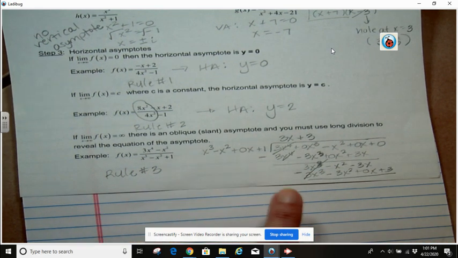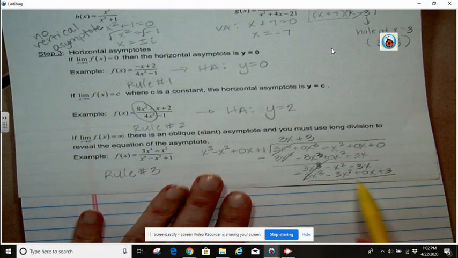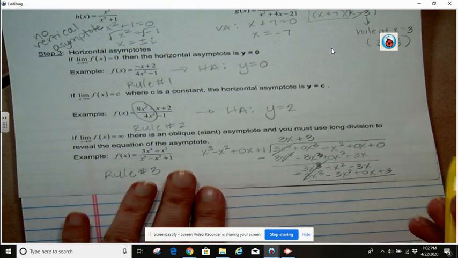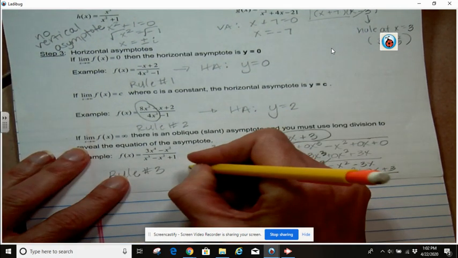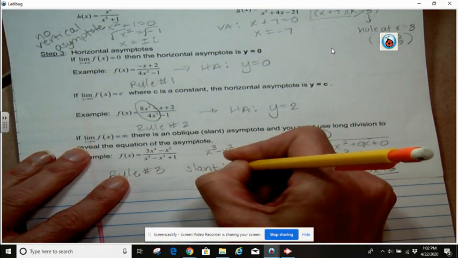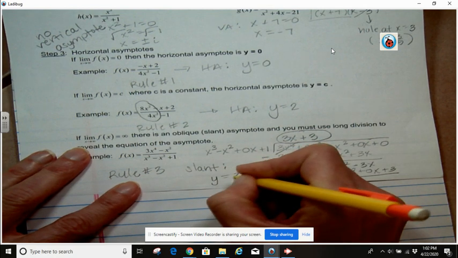And you can really stop at this point because there's nothing else to bring down in your polynomial. So anything you get here is just going to be your remainder. And we look up here. We don't worry about the remainder. In this case, there is a slant asymptote. It's the equation y equals 3x plus 3.